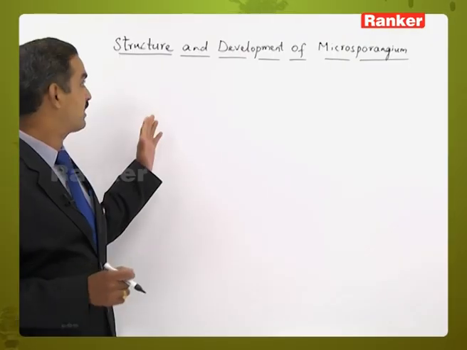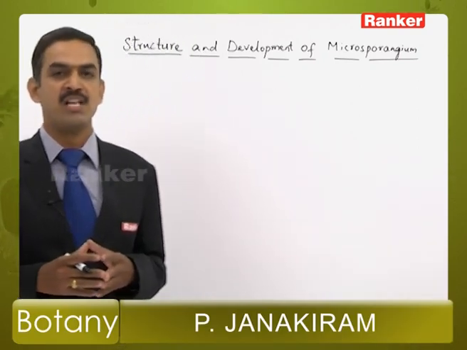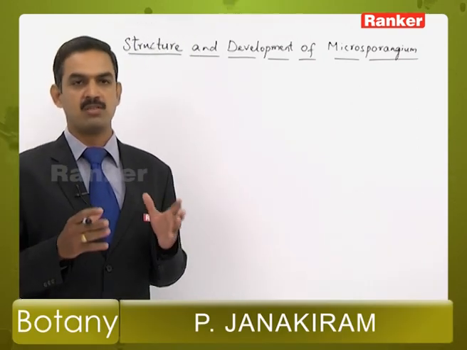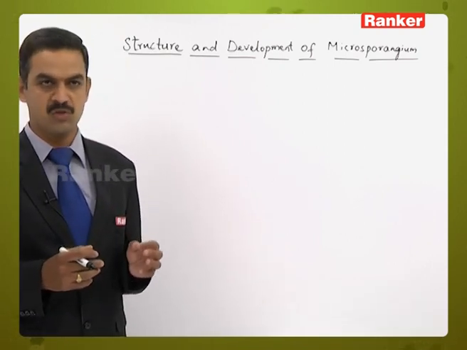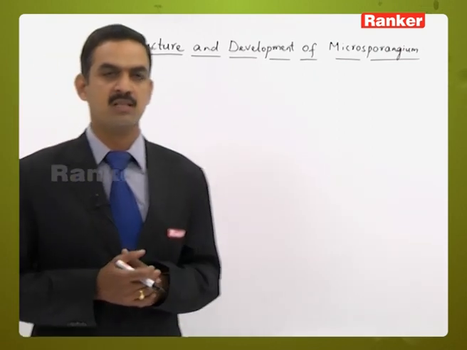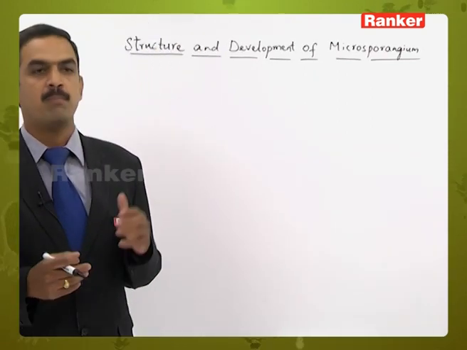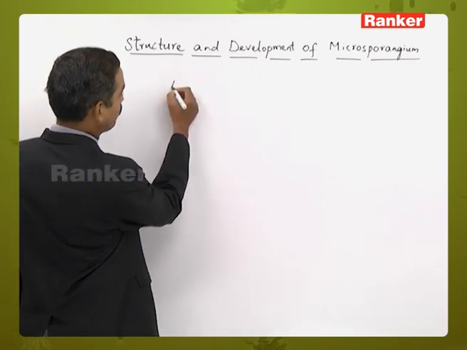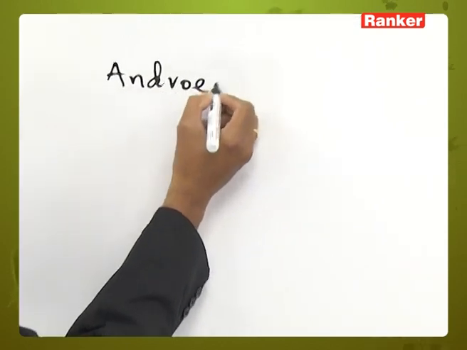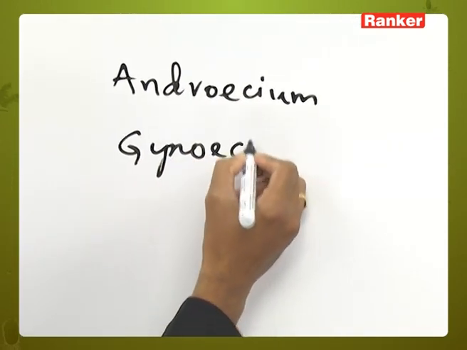Here we are going to discuss the structure and development of microsporangium. As we already know about angiospermic flowers, the flowers are the main reproductive structures present in the angiosperms. And the flower contains essential organs and non-essential organs. Particularly, when we talk about the essential organs, there are two: one is called androecium and the second one is called gynoecium.